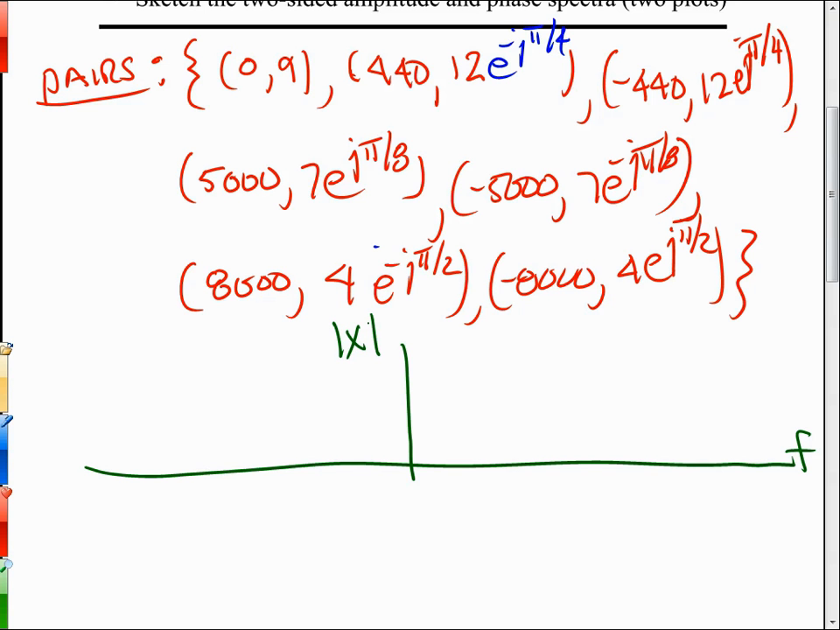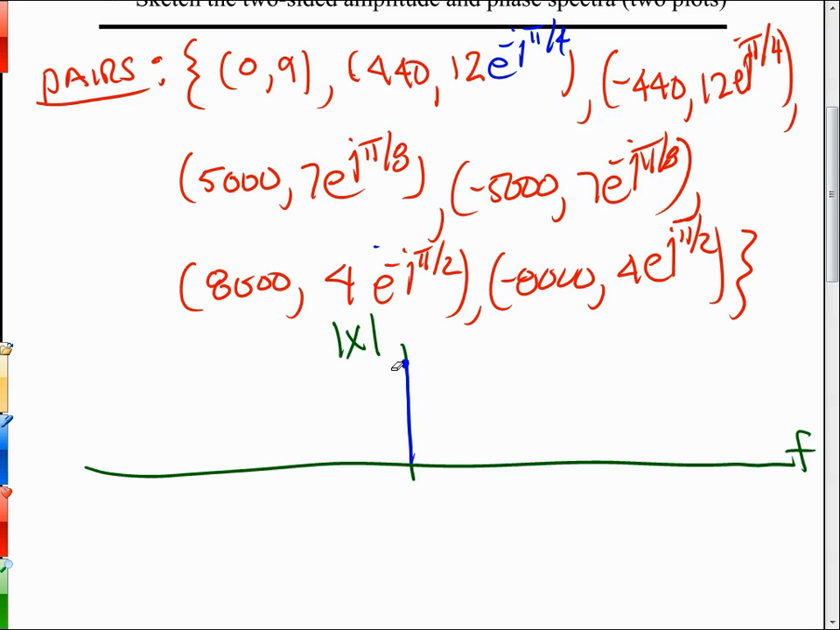I'm just going to say magnitude of x, as if to say the magnitude spectrum associated with the signal x of t. And what are we going to have for our spectrum? All of these pairs now that we have in the curly braces are spectral lines, which are vertical lines on this plot, to give us a notion of where the spectrum has energy in the signal. So we have a spectral line at 9. Sometimes people might just put a little ball at the top of it. And then the amplitude at 440 is what? That's 12, isn't it?